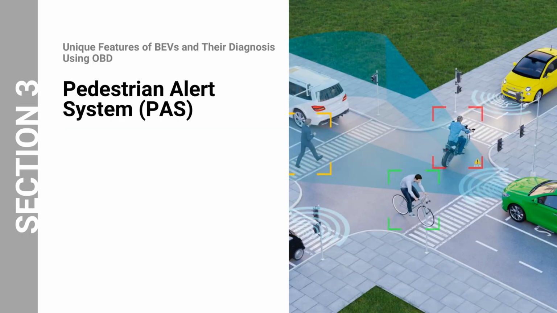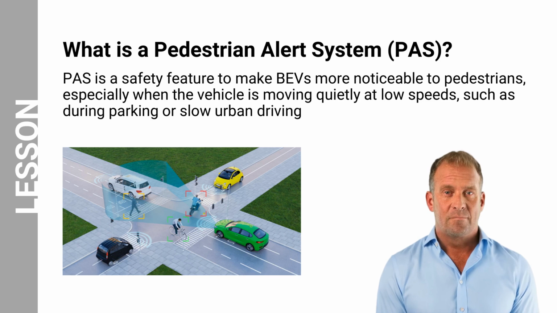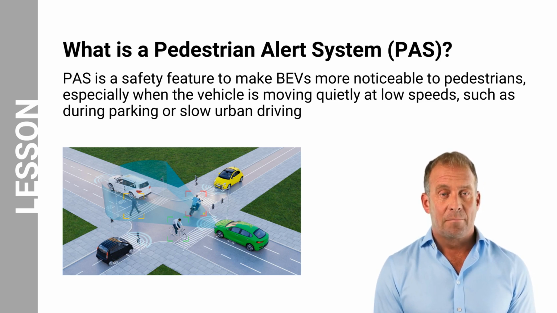In this section, we will focus on the Pedestrian Alert System feature, abbreviated as PAS. So, what is a Pedestrian Alert System, PAS? It is a safety feature that is designed to make BEVs more noticeable to pedestrians, especially when the vehicle is moving quietly at low speeds, such as during parking or slow urban driving.